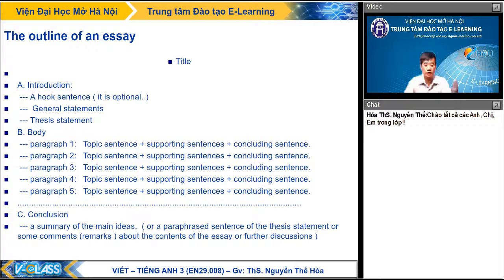And the next part, that is called conclusion. There are several ways to write a conclusion or concluding paragraph. The conclusion should be a paragraph. This paragraph can be written in several ways. The first way, that is a summary of the main idea. You have to make a summary. And the second way, that you have to collect the main ideas and you group them together.